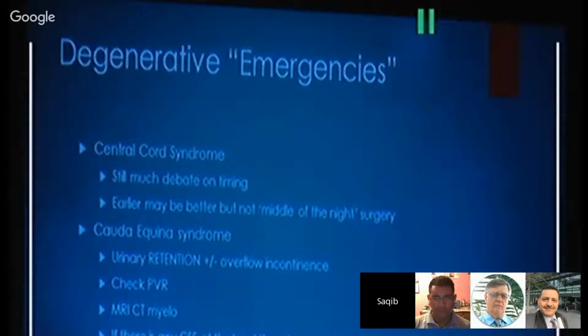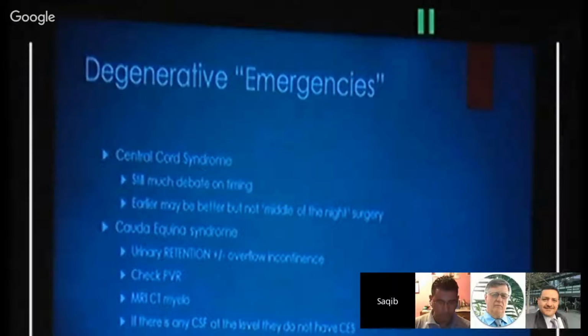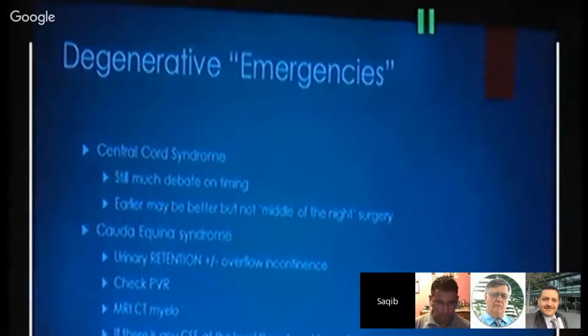If they have incontinence, they have incontinence because of overflow. It's actually fairly easy to determine this. If you bring a patient in and they have incontinence, or if they have retention, do an ultrasound bladder scan, post-void residual. If they have urinary retention, then you have to worry about Cauda Equina syndrome. If they have a completely empty bladder, they do not have Cauda Equina syndrome.